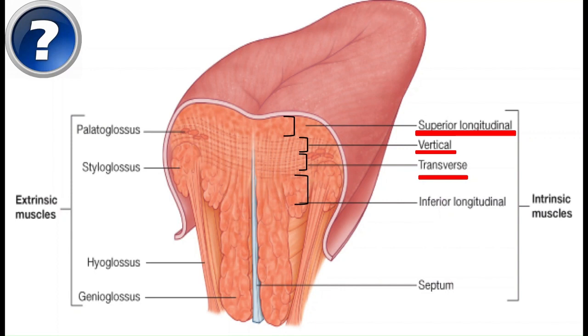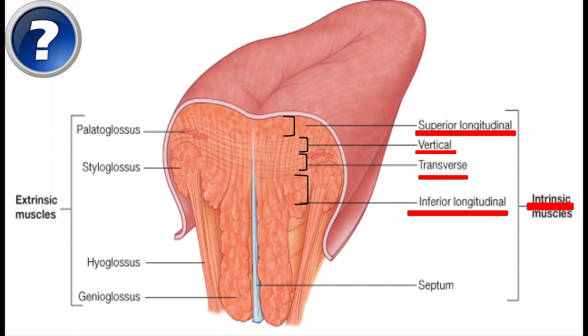And then the fourth layer is the inferior longitudinal. You may notice that there are 2 layers of longitudinal intrinsic muscles, and these are the intrinsic muscles of the tongue.